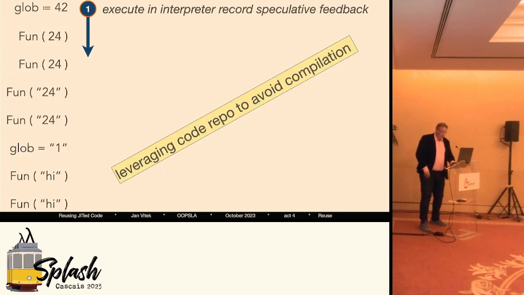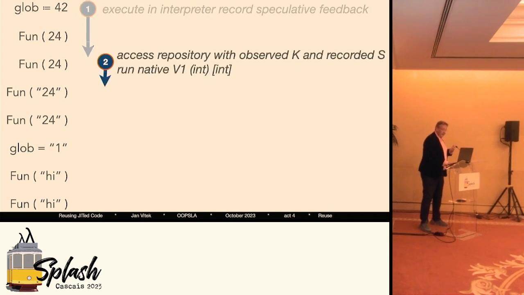So, an example of how this works. Remember I had this function that was reading a global variable and then adding it to its argument. So let's see how this would work in our system. You set glob to 42, and you start running the function. The function will run in the interpreter. It will gather profiling data. Then eventually, you call it again. Now you have profiling data, and when you're calling it, you have a context. You know that you're calling it with an int.